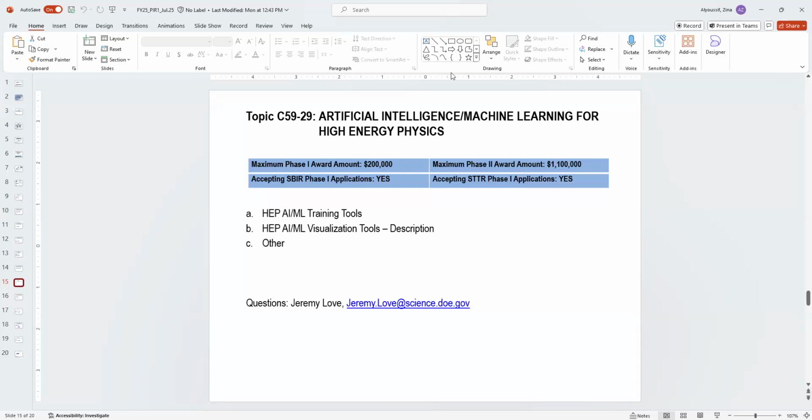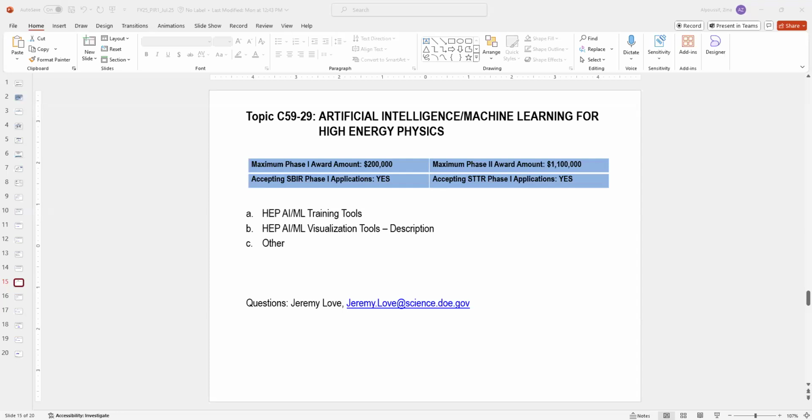Yes, go ahead. Excellent. So this is topic 29, artificial intelligence and machine learning for high energy physics. It's a slight misnomer, as we are not actually seeking AI or machine learning models. We are seeking software tools that facilitate the training of AI/ML models for HEP applications, and visualization tools to help understand those models and to help visualize scientific data that is produced.